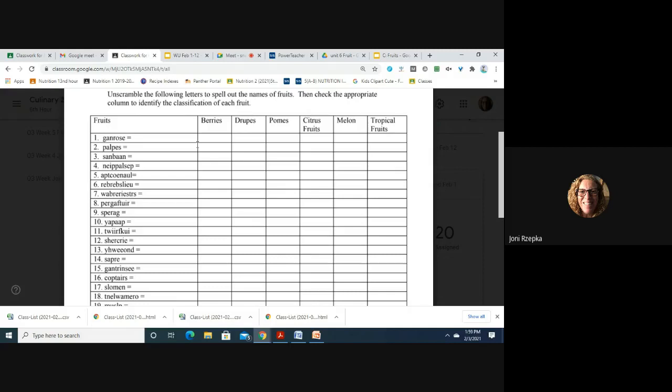Nobody has a clue? Oh, somebody does. I need to know, it's a scrambled word. What fruit is it? What fruit is that?